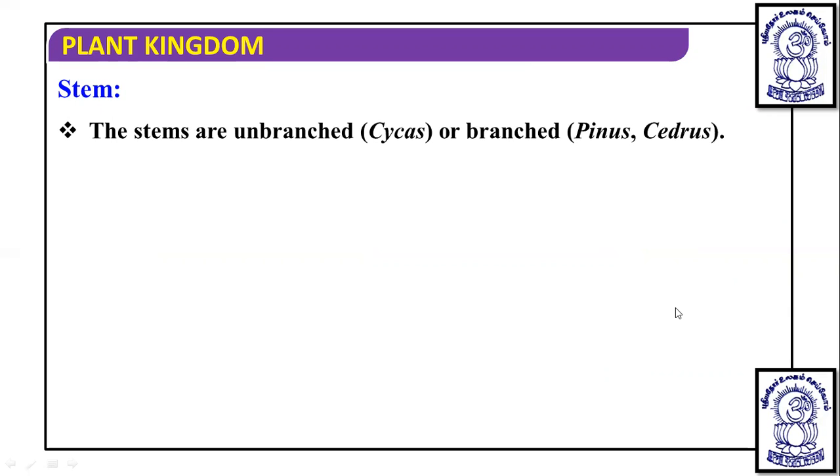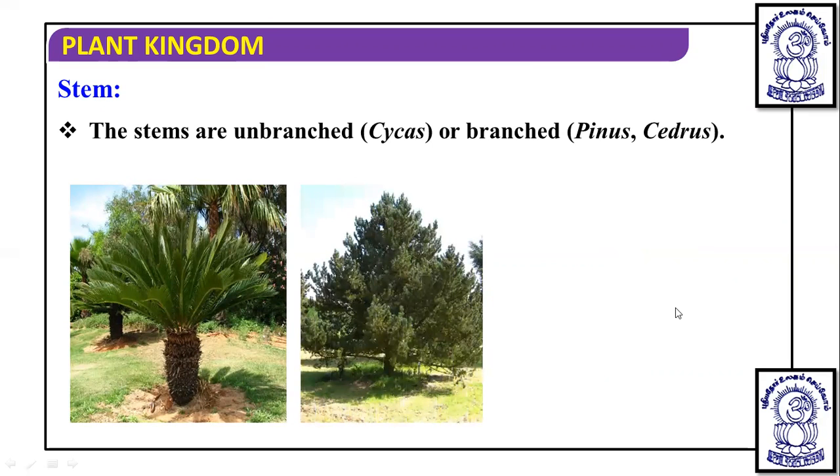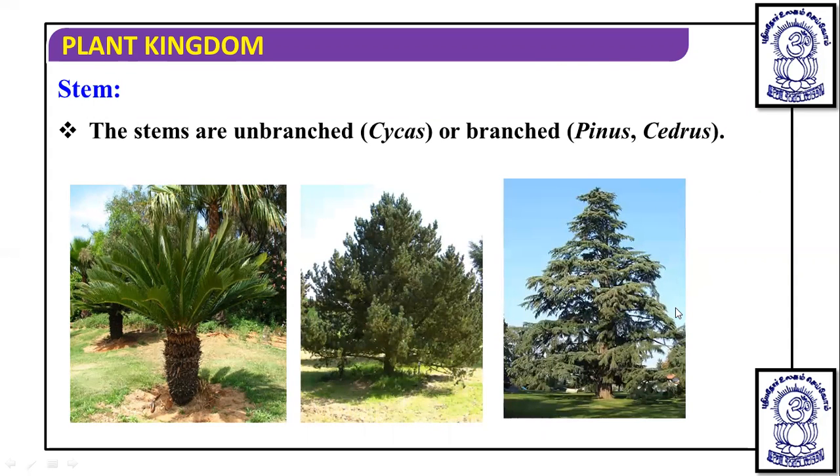And apart from the root, if we talk about the stem characteristic, then the stem is unbranched or branched. An unbranched stem is found in Cycas, and a branched stem is known to occur in Pinus and Cedrus. So this is the characteristic of the stem. You can see here the unbranched stem of Cycas and the branched stem of Pinus and Cedrus. You can see in the following diagram. See, the branching is occurring here in the last one, but in the first one you are not seeing the branch.